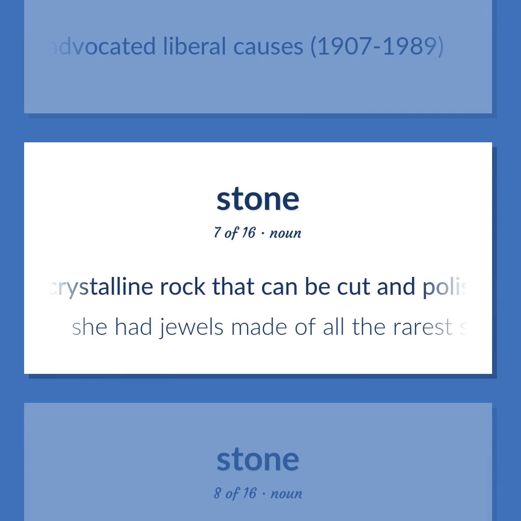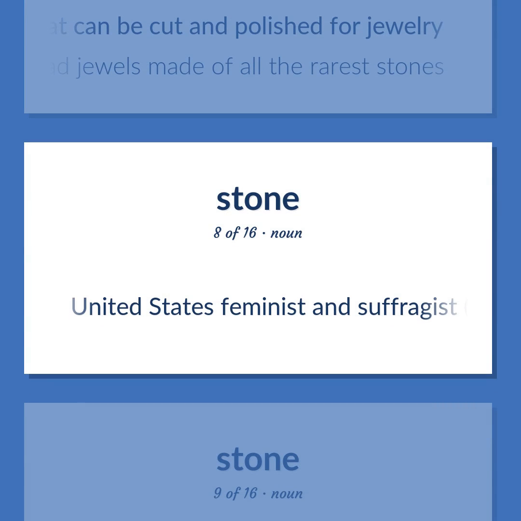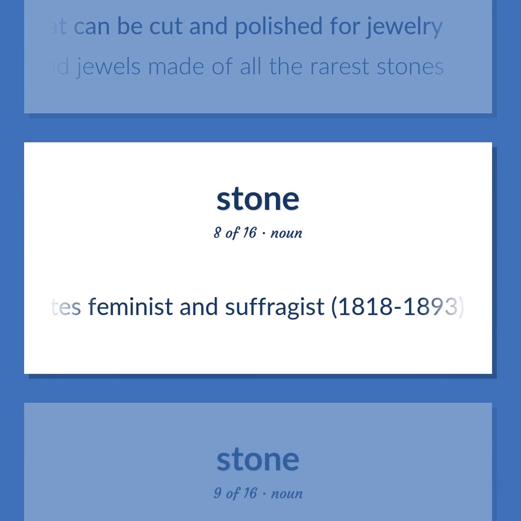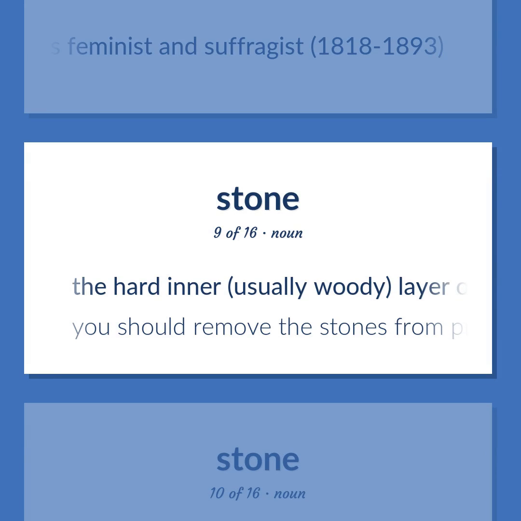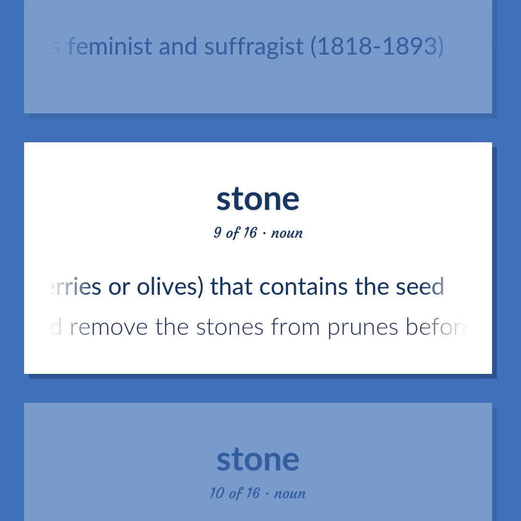A crystalline rock that can be cut and polished for jewelry. She had jewels made of all the rarest stones. United States feminist and suffragist, 1818 to 1893. The hard inner, usually woody, layer of the pericarp of some fruits, as peaches or plums or cherries or olives, that contains the seed. You should remove the stones from prunes before cooking.